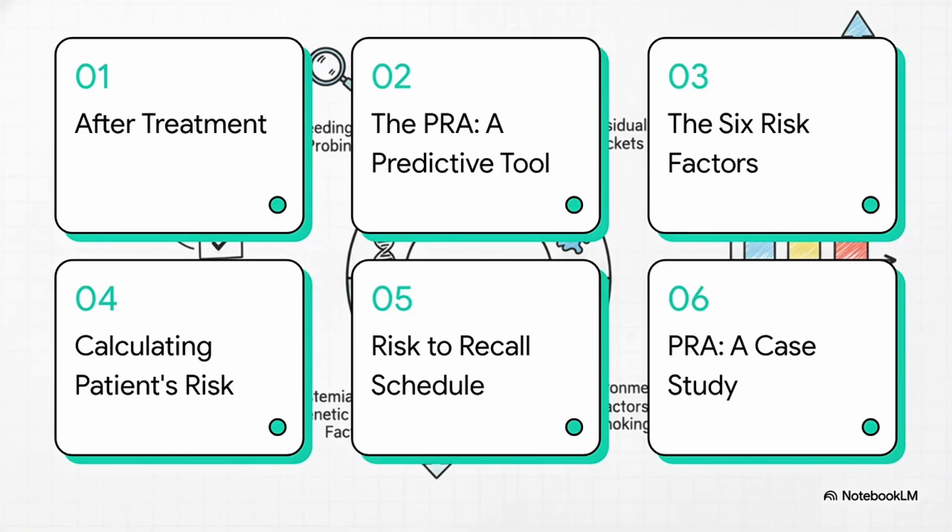Here's a quick look at our game plan for today. We'll kick things off with that post-treatment challenge we just talked about. Then, we'll introduce the Periodontal Risk Assessment, the PRA, as our go-to predictive tool. We're going to break down the 6 key risk factors it uses, show you how to calculate a patient's overall risk, and then, the best part, how to turn that risk into a custom recall schedule. And to wrap it all up, we'll walk through a real-world case study.